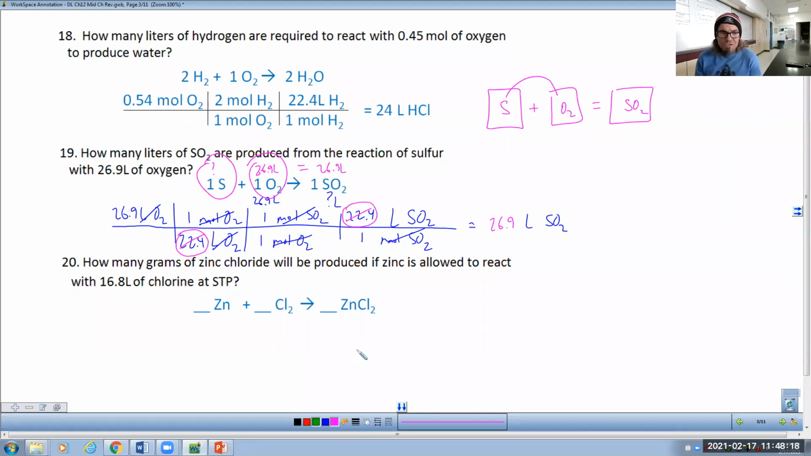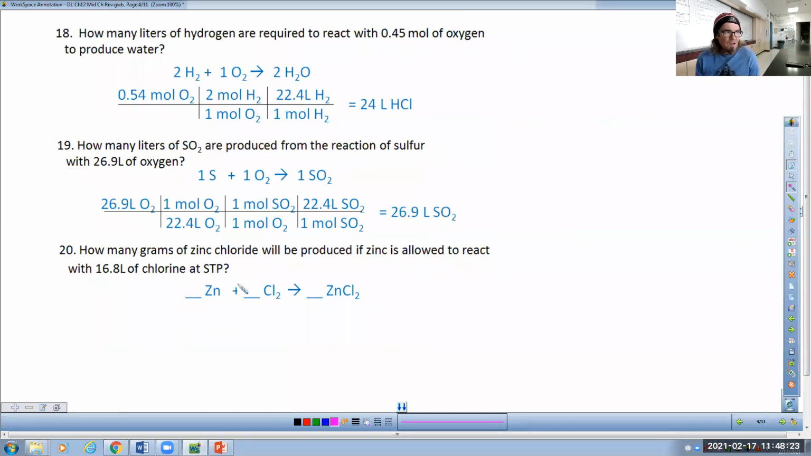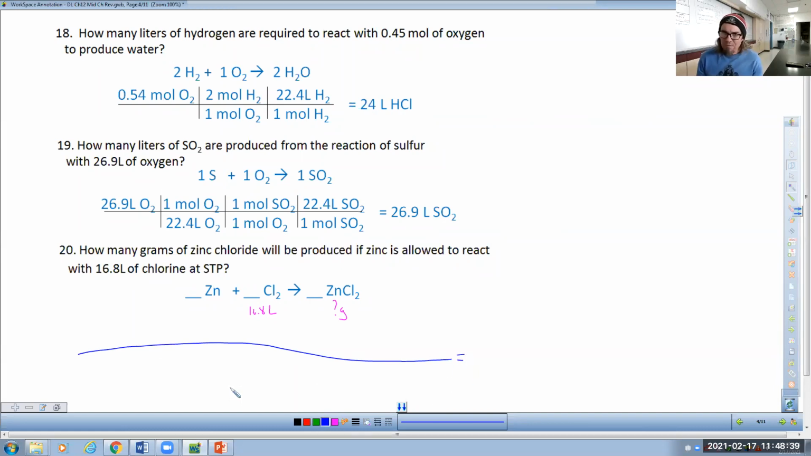Question 20 almost does grams throughout the entire equation, but instead starts with liters of chlorine, 16.8 liters of chlorine. And we want to know how many grams of zinc chloride we get from that at STP. Oh, nice conversion table, huh? Nothing said they had to be perfectly straight, right? 16.8 liters of chlorine, and we want to end up with grams of zinc chloride. And now we've got to get there.